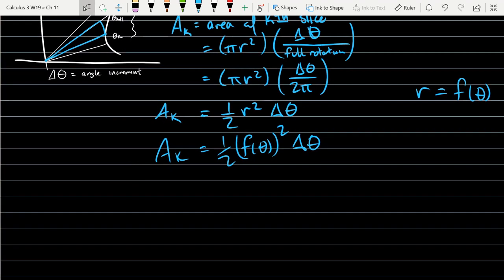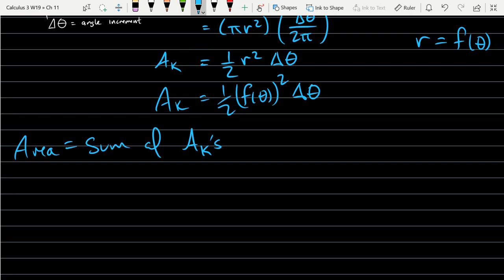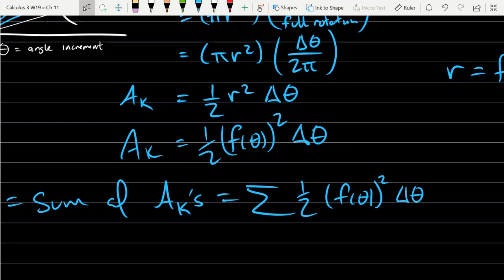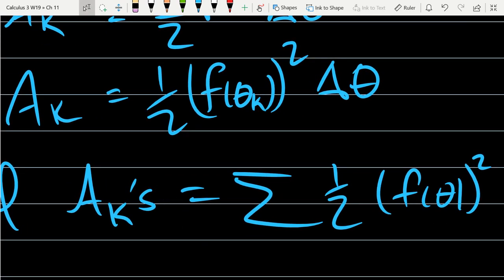So now we're ready to put the total area, meaning we're going to add up all of the area. All right, so area is the sum of the ak's, so that'll be a summation. Just copying what's right above, 1 half f theta squared delta theta. Ooh, I should use the theta value we're using somewhere in here. I got kind of lazy. So it's f, not f of theta, but f of theta sub k, which will be the kth theta value right there. So inside our ak formula, we have to use a particular kth theta right there.